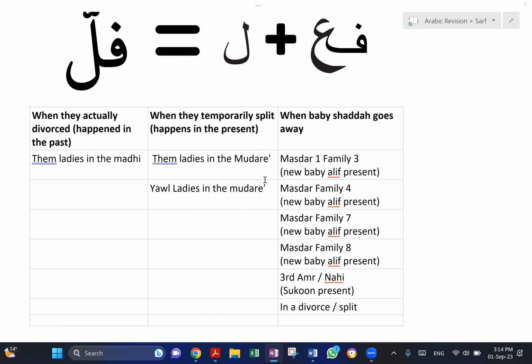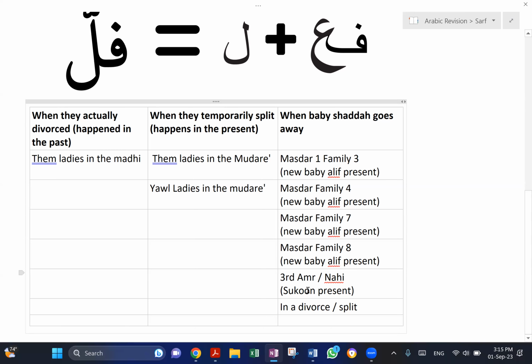And then you have, lastly, when baby Shadda goes away. Remember I told you baby Shadda is a very jealous baby? So whenever there's an alif anywhere between Ain and Lam, if you put an alif in between, between the parents, Shadda is like, no, I'm too jealous. I cannot be in this family anymore. You guys don't love me. And then Shadda goes away. Yeah, weird baby. So any alif, baby Shadda goes away.